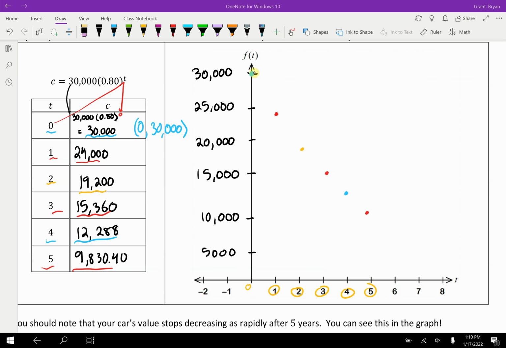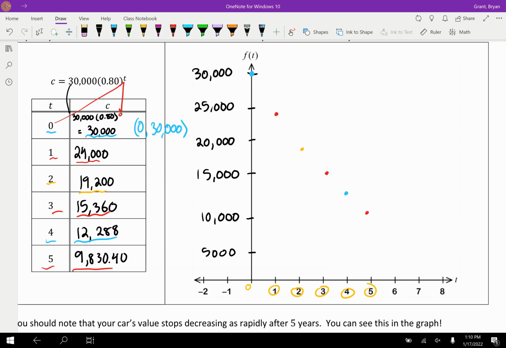Now, a couple things to note. First, if we had lost $6,000 every year, then our graph would look like that. It would be linear. All right, and it would tell us that after 5 years our car has no money left. It's worth 0. And if you buy a car that after 5 years is worth $0, then you've probably done something wrong.